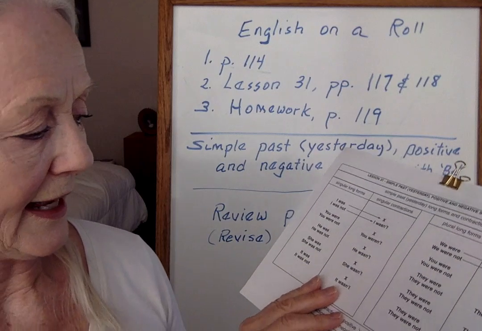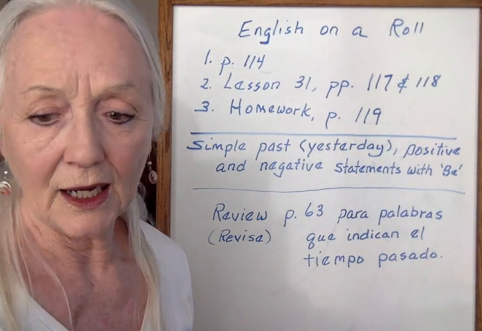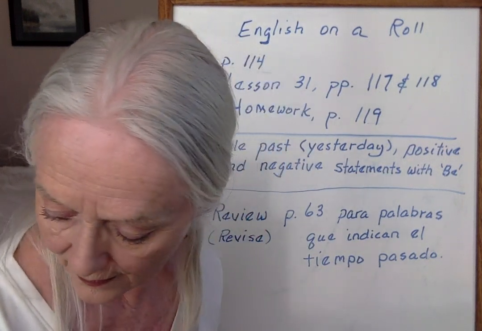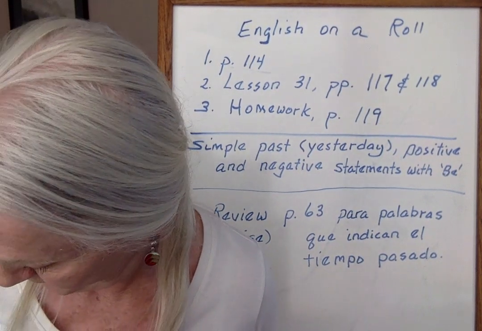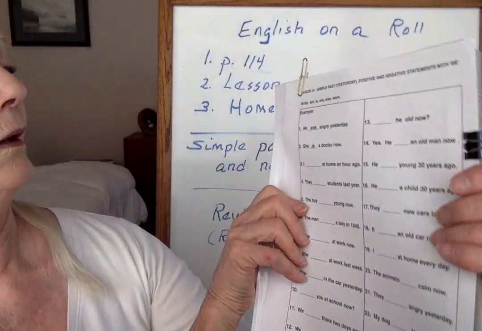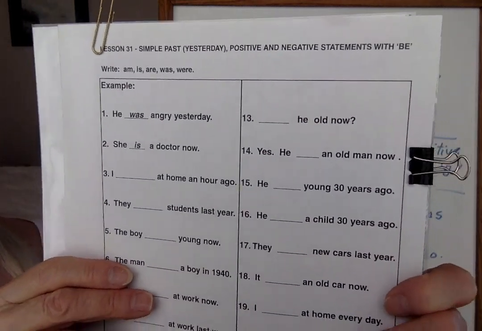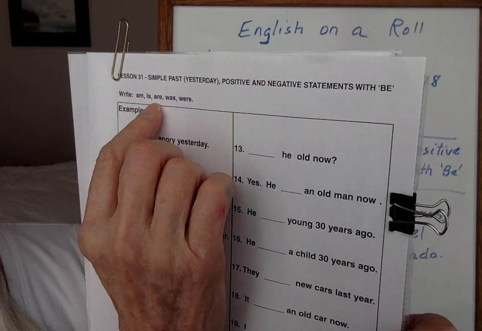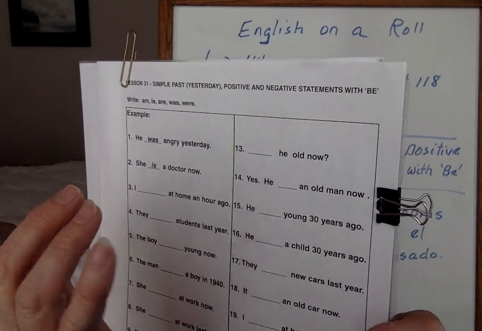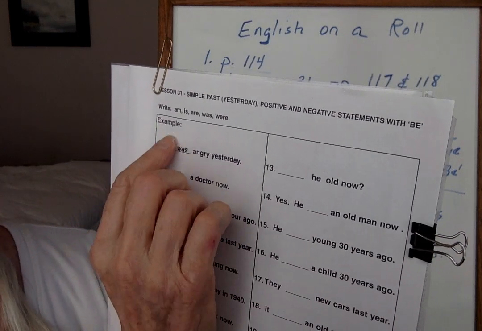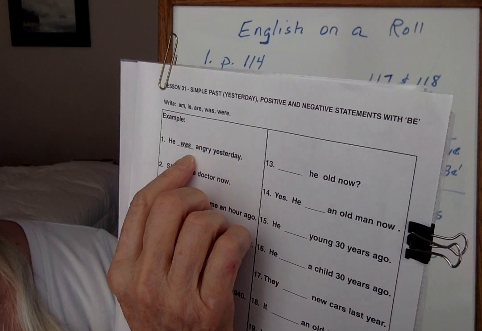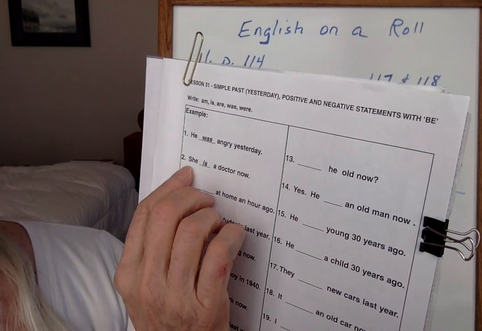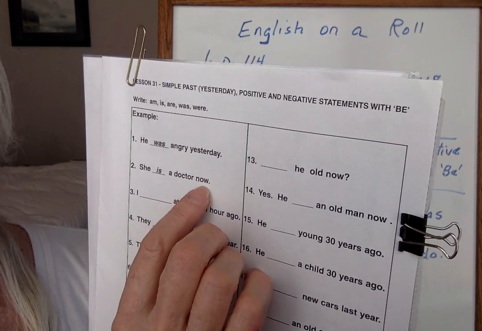Okay? So that's that. Now, all we have to do now is our, where did it go? Here we are. So here we have our exercise for the day. And have a look. It says write am, is, are, was, or were. So it's presente o pasado, present or past tense. Here is an example. He was. So it's going to be the be verb. He was angry yesterday. She is a doctor, and here's now.